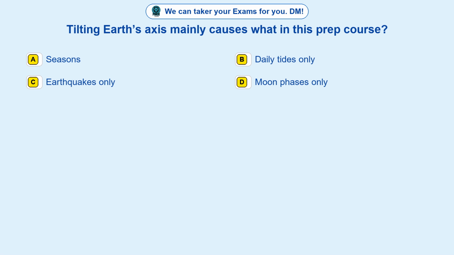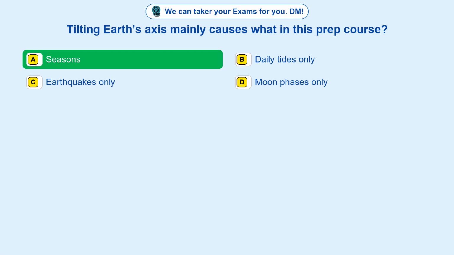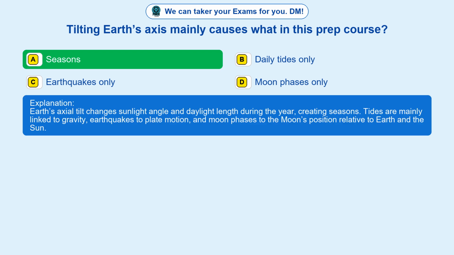Question 89. Tilting Earth's axis mainly causes what in this prep course? Option A, seasons. Option B, daily tides only. Option C, earthquakes only. Option D, moon phases only. The correct answer is option A. Seasons. Earth's axial tilt changes sunlight angle and daylight length during the year, creating seasons. Tides are mainly linked to gravity, earthquakes to plate motion, and moon phases to the moon's position relative to Earth and the Sun.